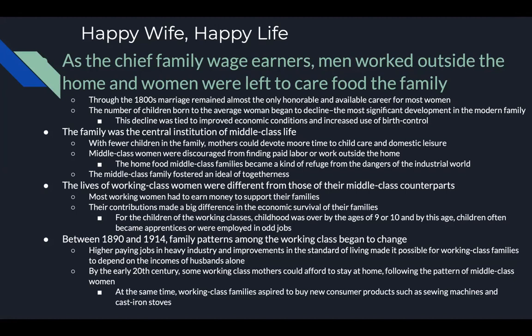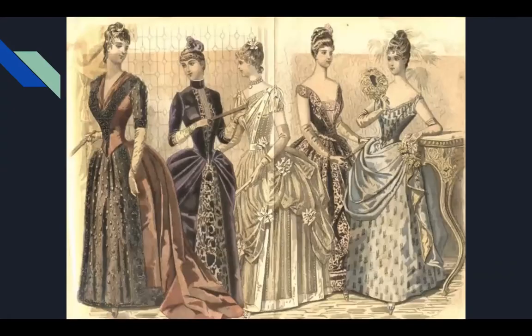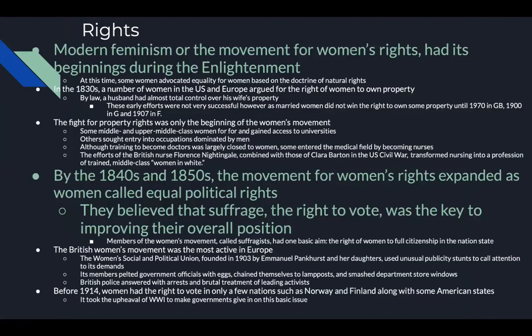Between 1890 and 1914, family patterns among the working classes began to change. Higher paying jobs in heavy industry and improvements in the standard of living made it possible for working class families to depend on the incomes of husbands alone. By the 20th century, some working class mothers could afford to stay at home, following the pattern of middle class women. At the same time, working class families aspired to buy new consumer products such as sewing machines and cast iron stoves. Here's some middle class women, Victorian women.